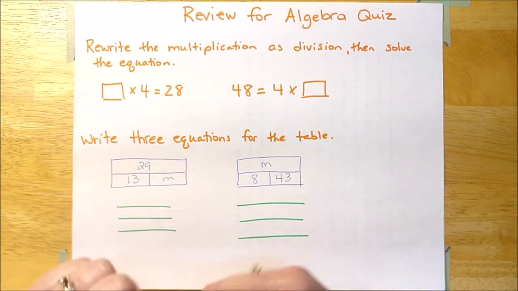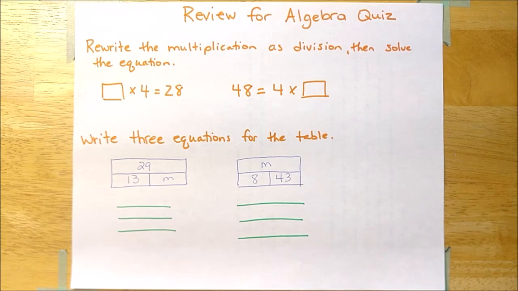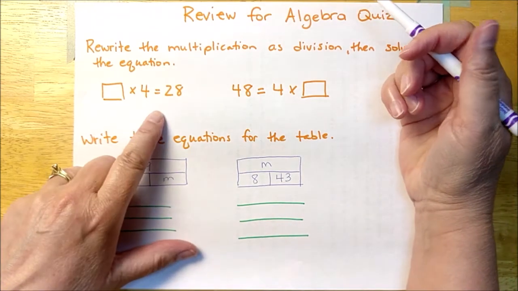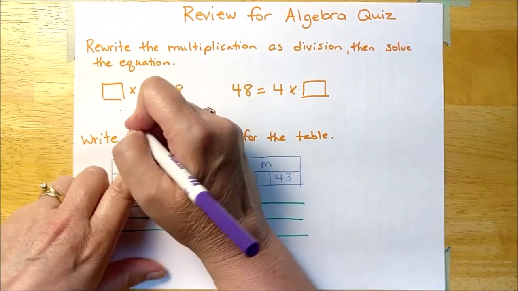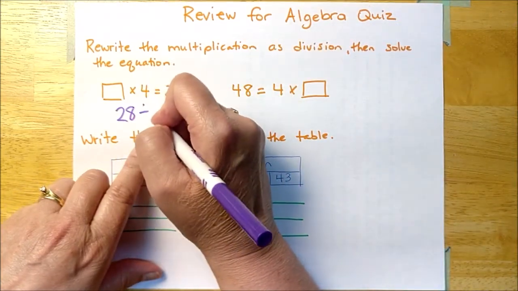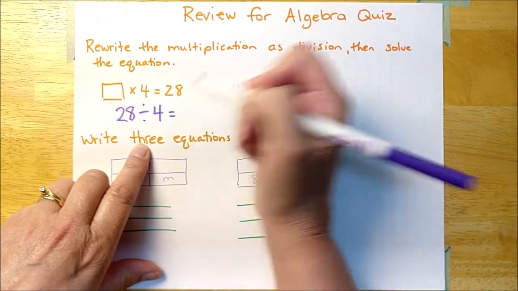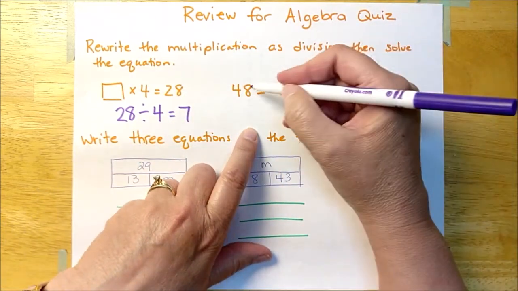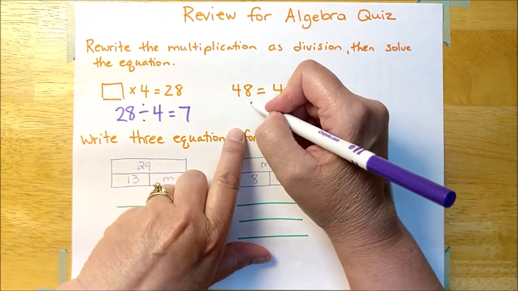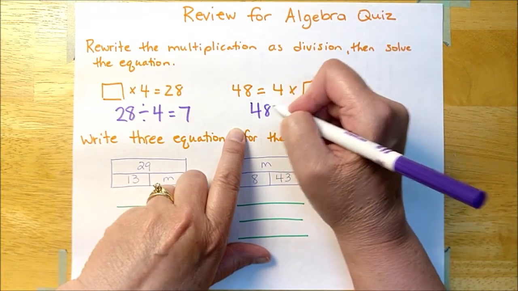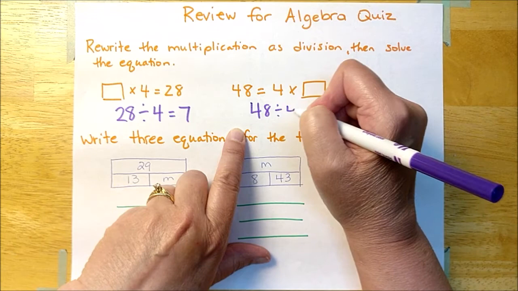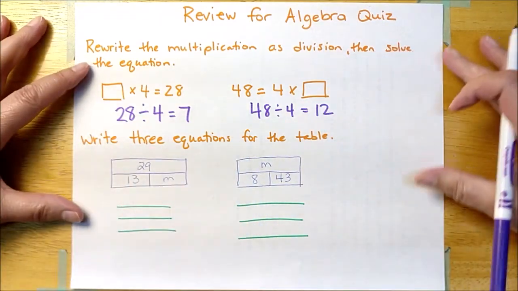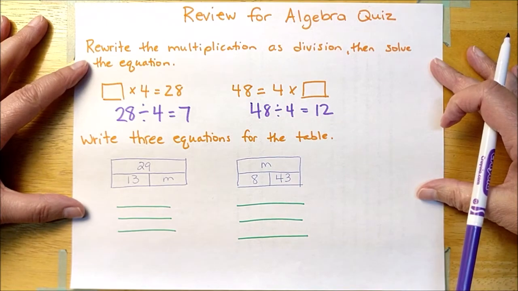Here are just a couple of questions that are going to be on your quiz. The first one says rewrite the multiplication as a division, then solve the equation. So we need to write this as a division, so my big number is 28 divided by 4 equals 7. Oh, my big number is 48 divided by 4 equals 12. So that's how you're going to do your first question.